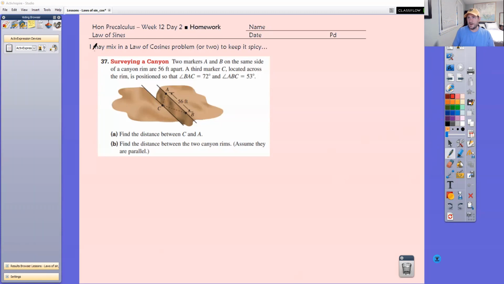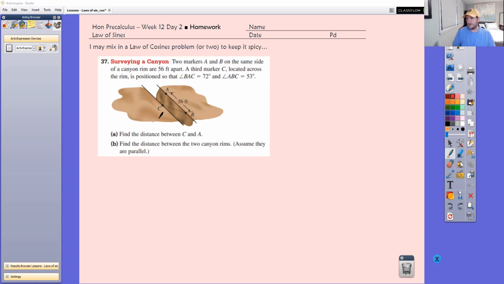Let's get into this. As it says here, I am going to mix in some law of cosine problems. So I'll try to discuss how you know whether you want the law of cosines versus the law of sines. Let's go. 37 says we're surveying a canyon. It says there's two markers A and B on the same side of a canyon rim. They're 56 feet apart. That's all labeled.